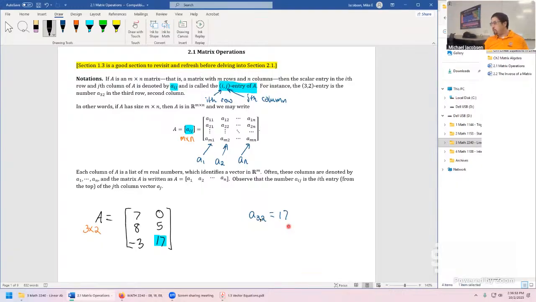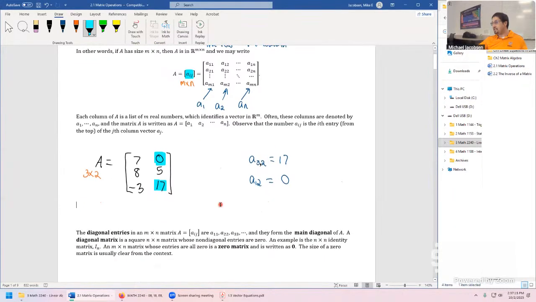Just for another random one, if we said A12, that would mean go to row 1, column 2, and that would be the number 0. So that's just a way to index into the matrix itself, corresponding to its entries.